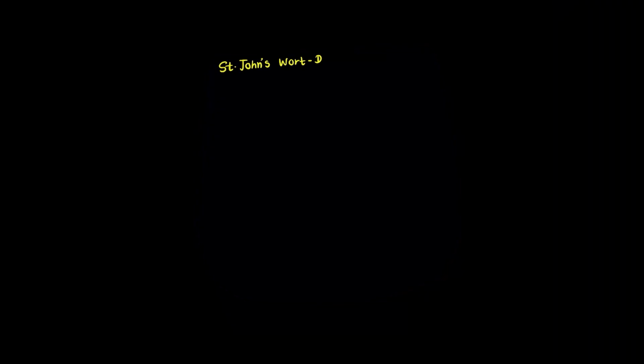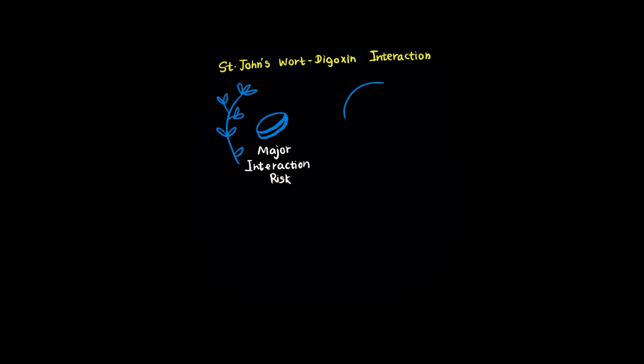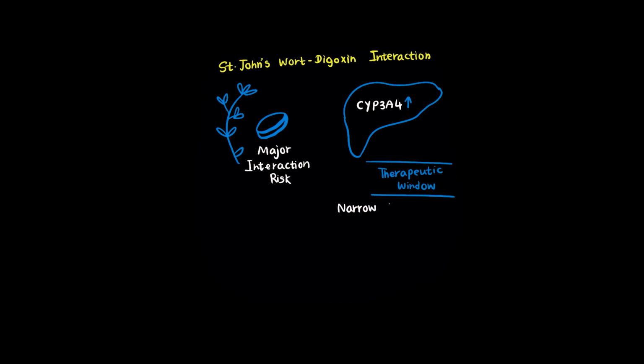Drug-herb interactions can significantly impact medication effectiveness and patient safety. St. John's wort, used for depression, is notorious for drug interactions. It potently induces CYP3A4, a major drug metabolizing enzyme in the liver. Digoxin, used for atrial fibrillation, has a narrow therapeutic window. Small changes in levels can cause toxicity or treatment failure.